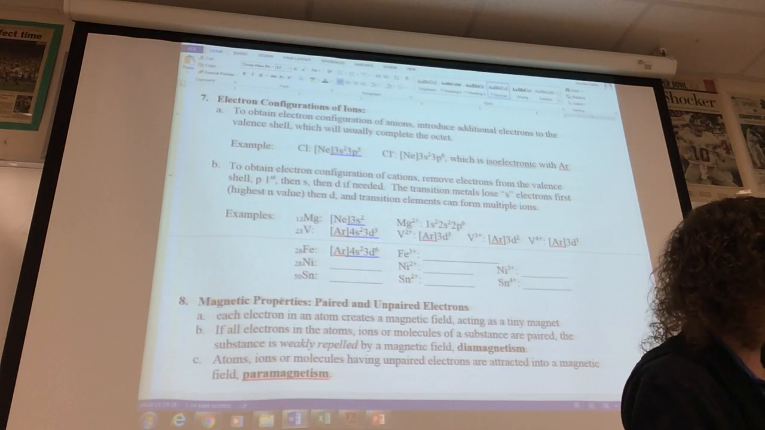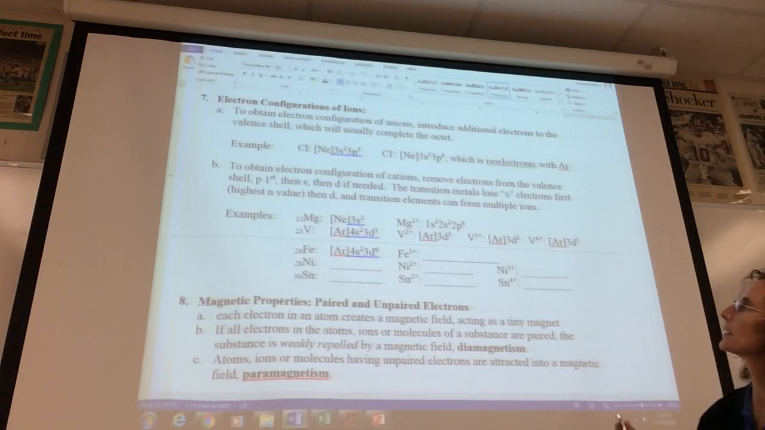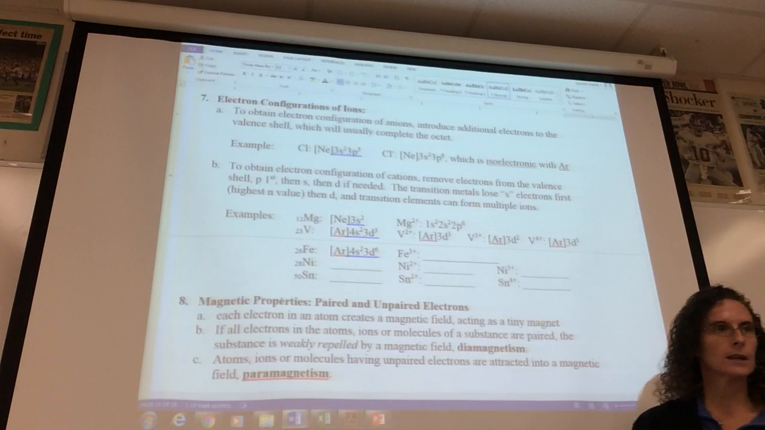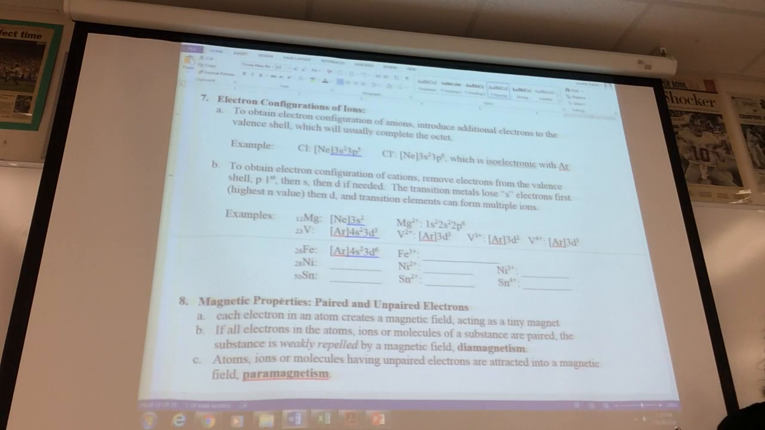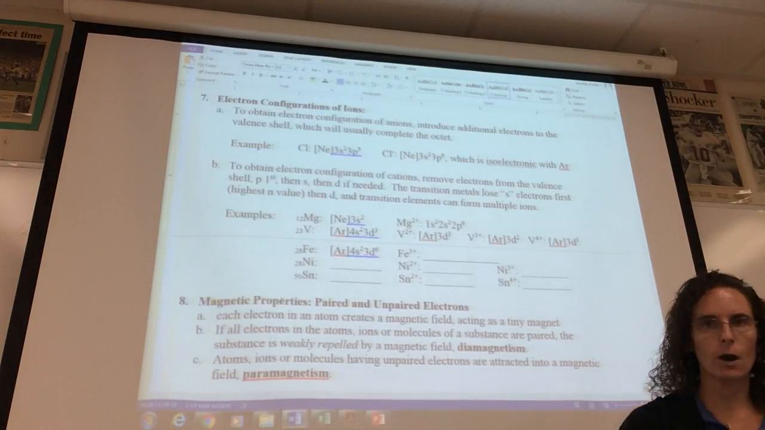So the magnesium example is very simplistic, as is the chlorine. So chlorine is neon 3s2, 3p5. Chlorine's in group 17, 7 valence electrons. It will gain 1 to form a chloride ion. And now instead of 5 electrons in the 3p subshell, you'll have 6. And now you have the same electron configuration as argon, and we say chloride ion and argon are isoelectronic.